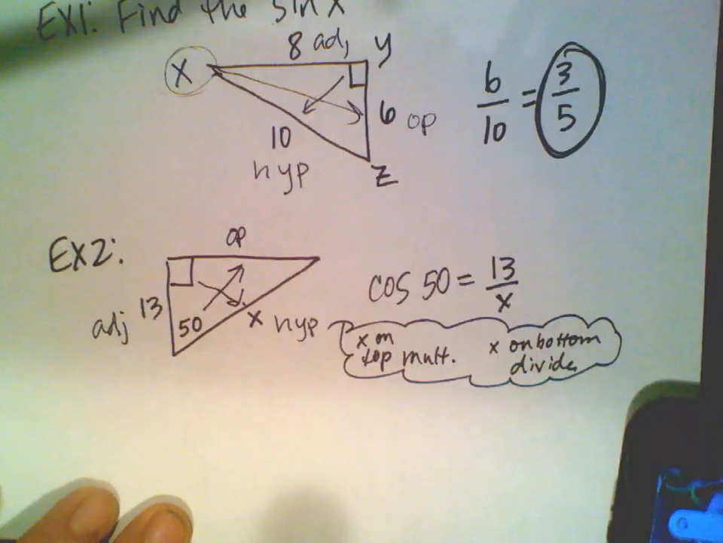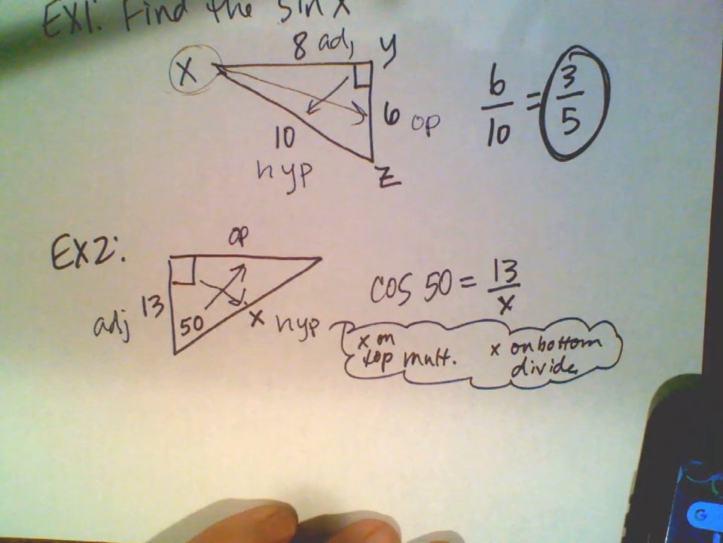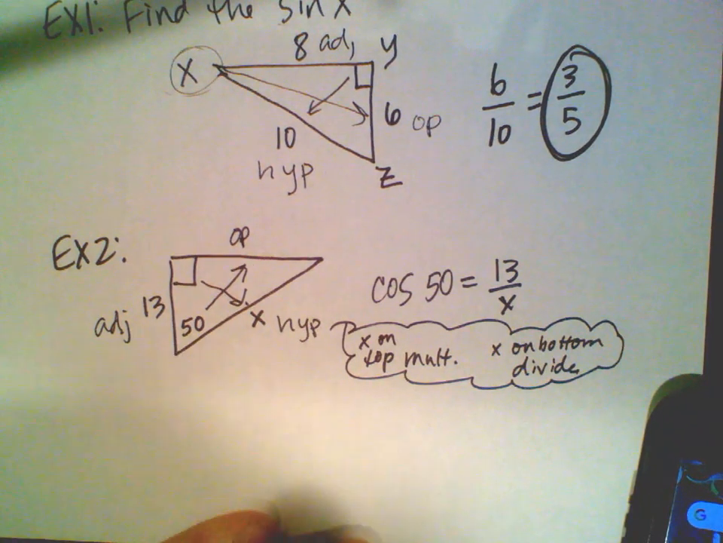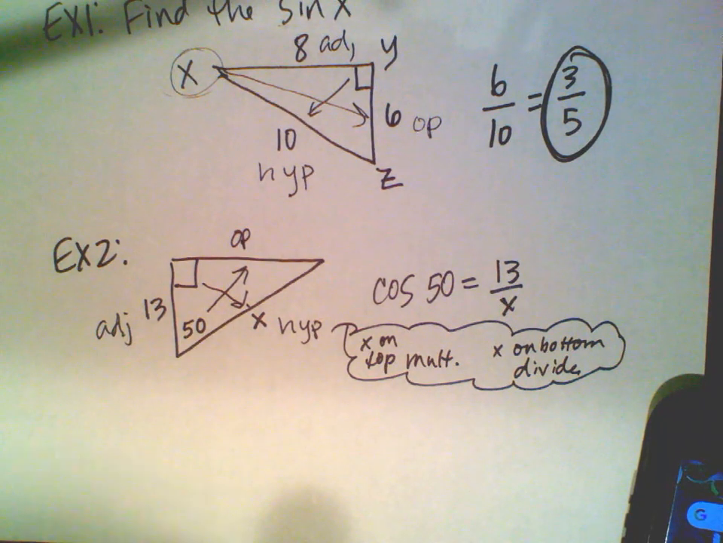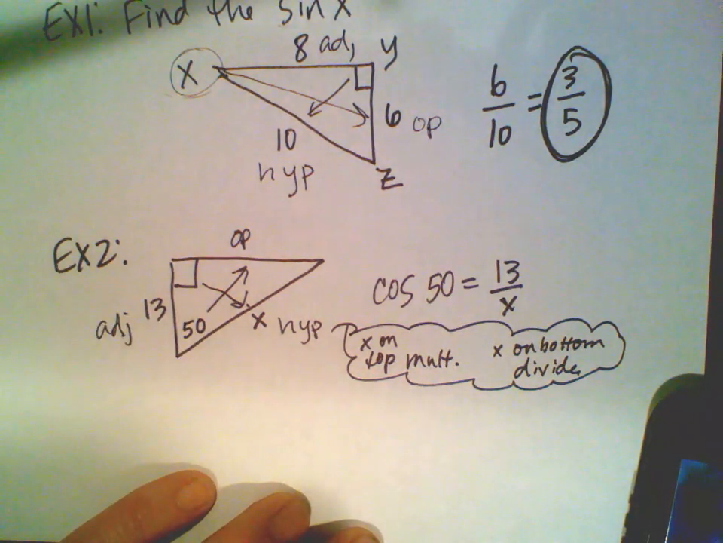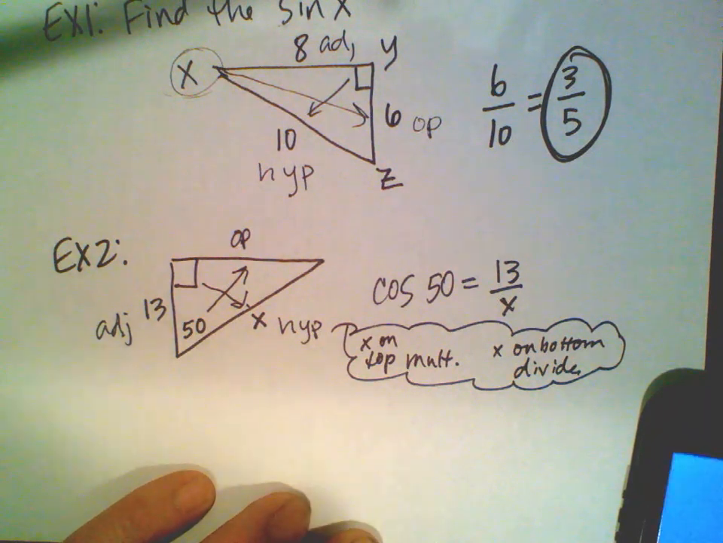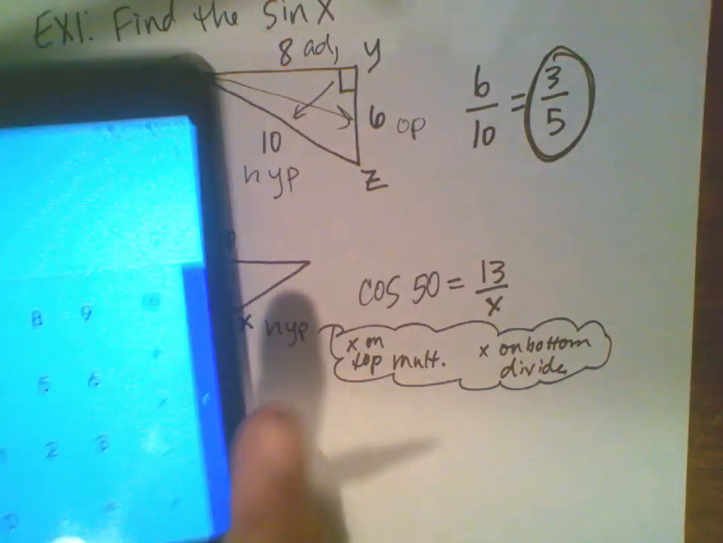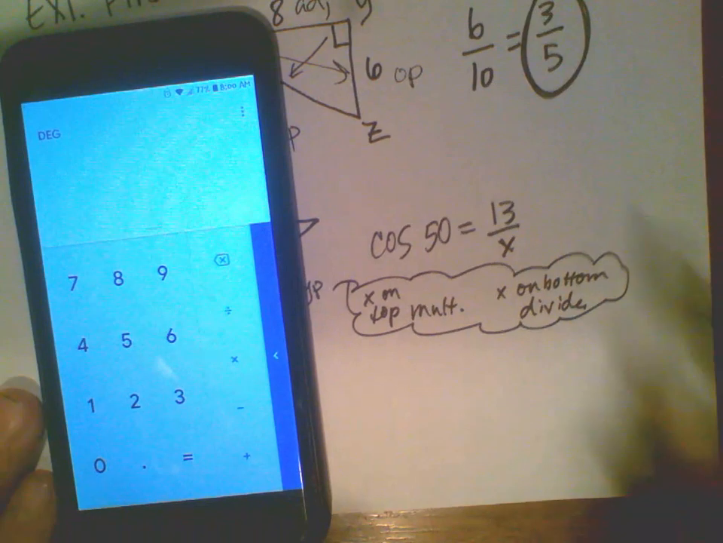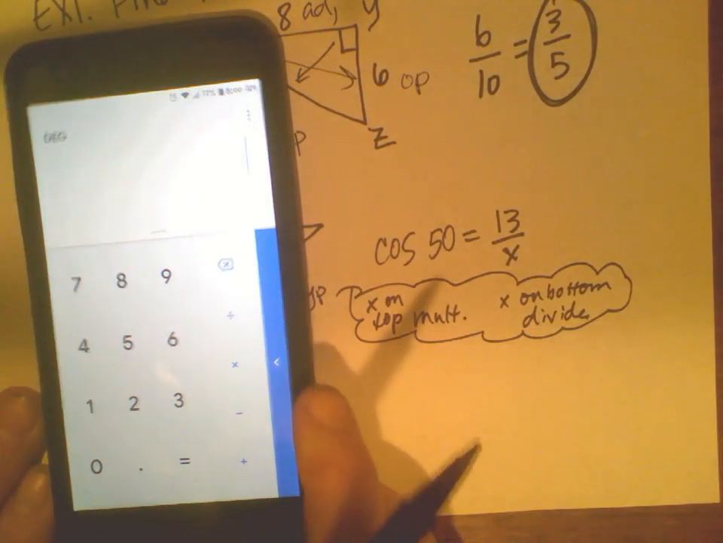Some people keep sending me things like, oh, it's so complicated, I don't get it. Just take your time and set it up. The problems are all the same. It's just a matter of if you're going to be using sine, cosine, or tangent. So I'm going to pull out my calculator and do this one because I've got my setup. I've got x in the bottom, so I'm going to have to divide.